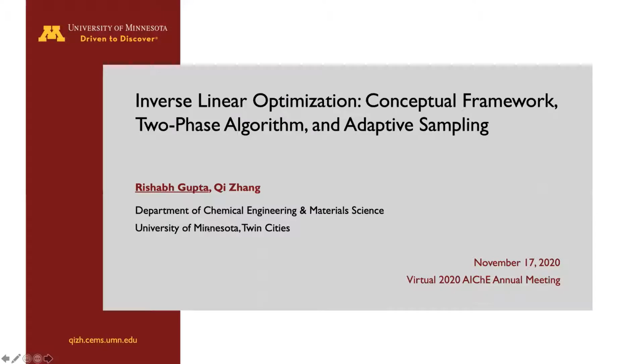In this presentation, I'm going to talk about the work my advisor, Dr. Chi Zhang, and I have been doing in developing solution methods for data-driven inverse linear optimization. Before moving into the technical details of our work, let me start by talking a little bit about the concept of inverse optimization and what really motivates us to explore the idea.